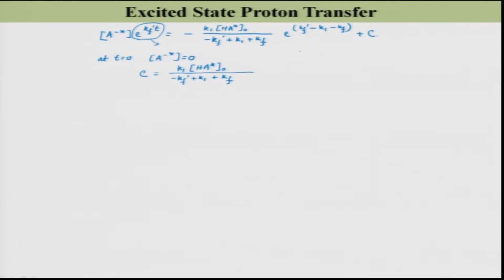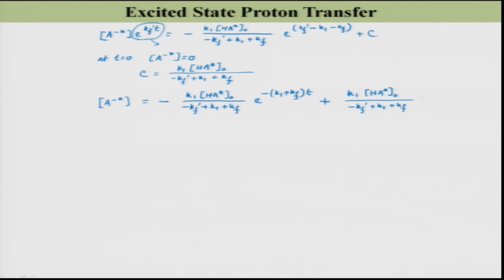And then if I put this value of c in that equation, ultimately the equation you are going to see is A minus star equal to minus that quantity, k_1 H A star 0 divided by minus k_f prime plus k_1 plus k_f, into e to the power minus (k_1 plus k_f) t, then plus exactly the same quantity, k_1 H A star 0 divided by minus k_f prime plus k_1 plus k_f, e to the power minus k_f prime into t.